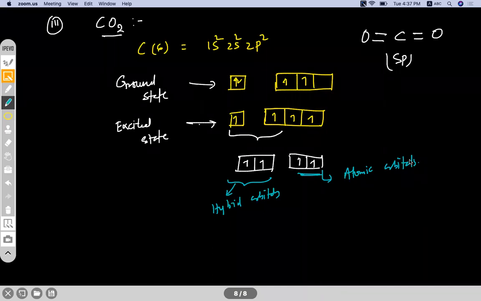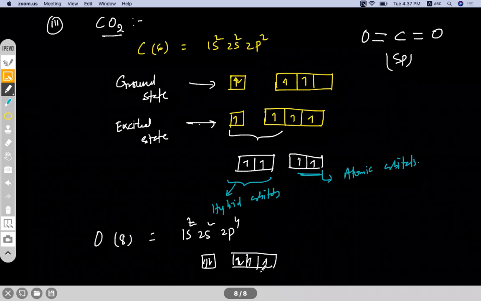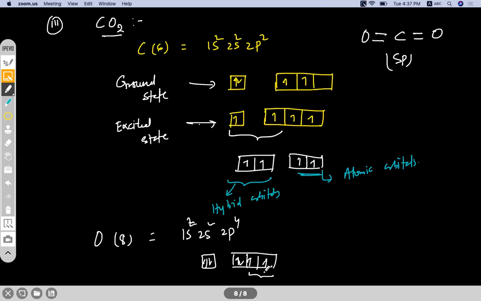Now we'll draw the orbital diagram. But before that, we'll see the electronic configuration of oxygen also. It has 8 electrons: 1s2, 2s2 and 2p4. 2s2 has 2 electrons and 2p4 has 4 electrons, so 1, 2, 3 and 4. The point I'm trying to make is that for oxygen, there are two atomic orbitals which have 1 electron each. That is what you need to keep in mind. This is 2s, here also 2s, here 2p. So the 2s and 2p orbitals have two unpaired electrons for the oxygen atom.